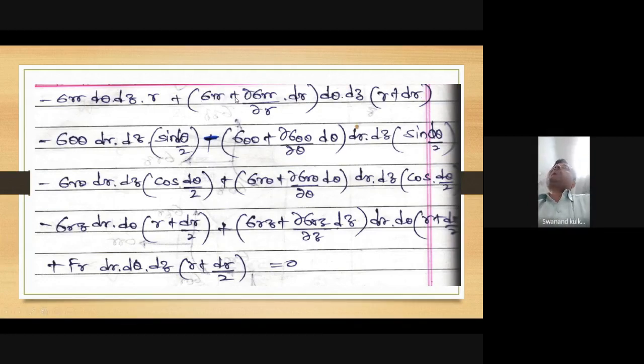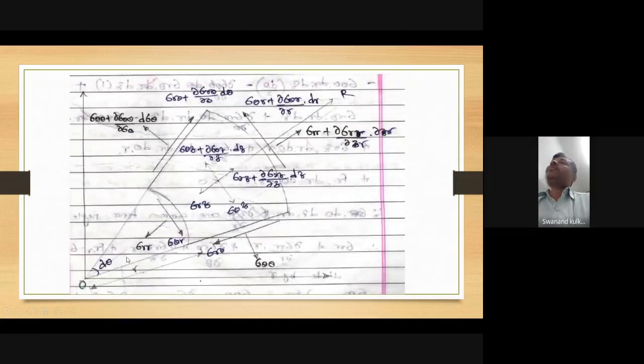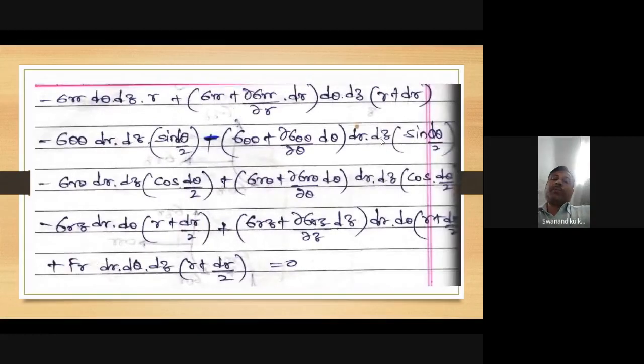So sigma RR plus dou sigma RR upon dou R dr is considered by taking the unbalance. So here we can understand sigma RR and sigma RR plus dou sigma RR upon dou R into dr, how that is taken into consideration. Is it okay?